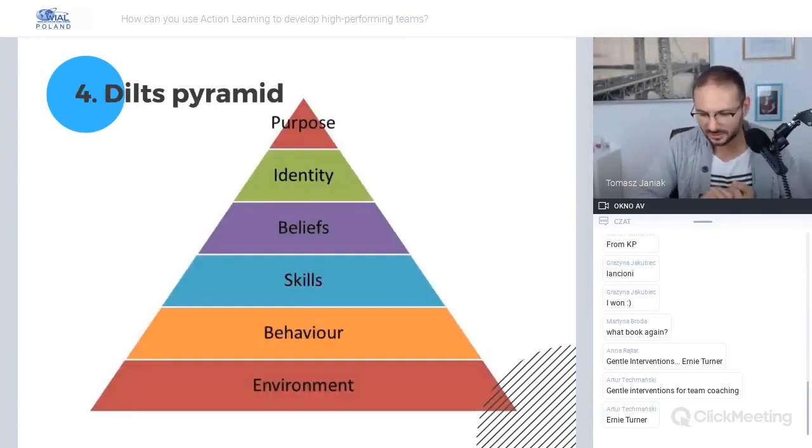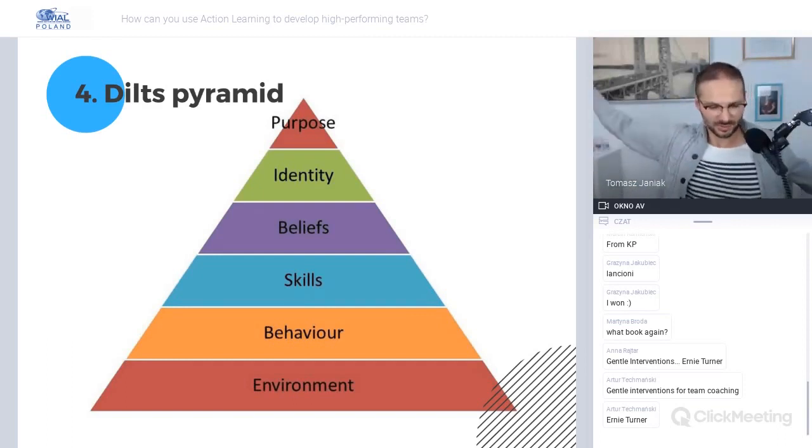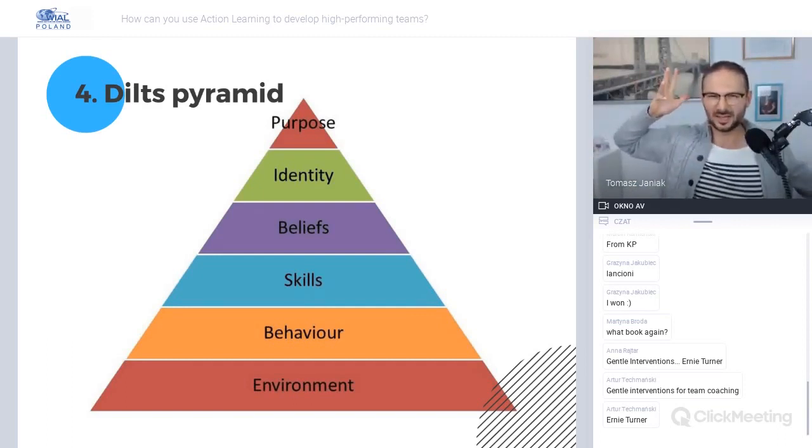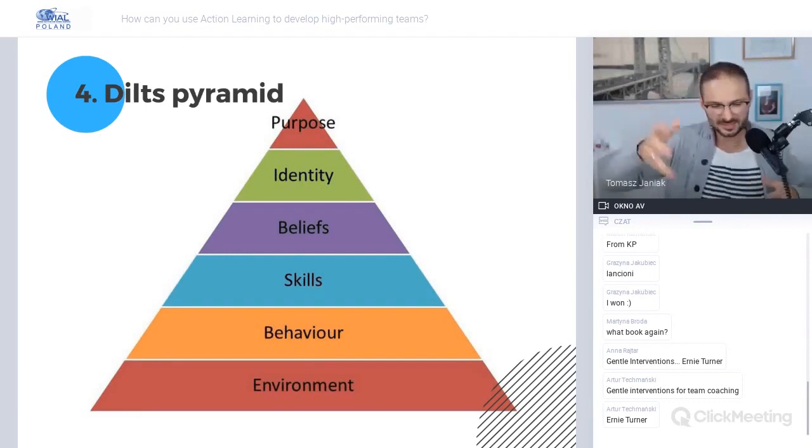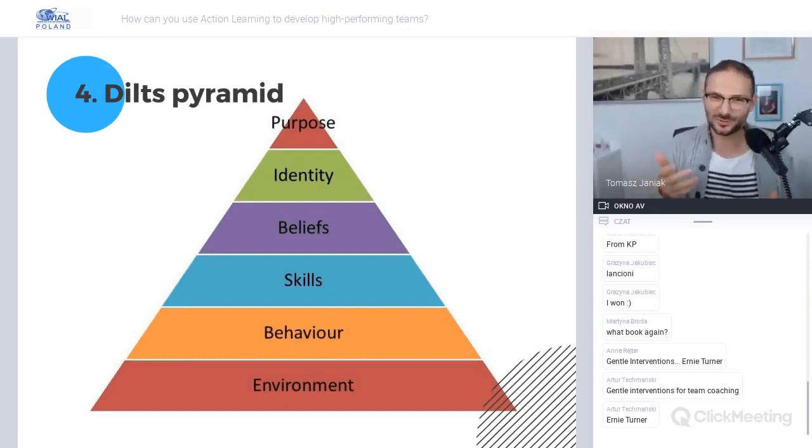Okay, number four, Dilts' Pyramid, something you guys know very well. If you are coaches, like executive ICF coaches, Robert Dilts is a very prominent person in the world of NLP, I guess, and coaching, things like that. So this is his classic pyramid, I think. When I use this tool, I actually use like a 2.0 version. I'm not sure if there's a 2.0 version. I just add emotions there. What else do I add?